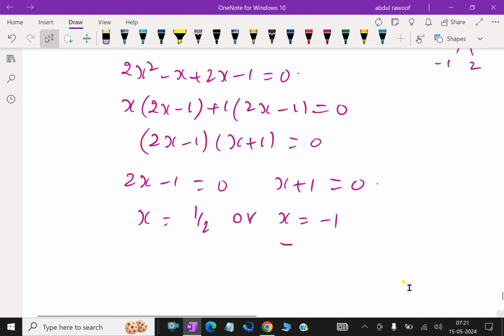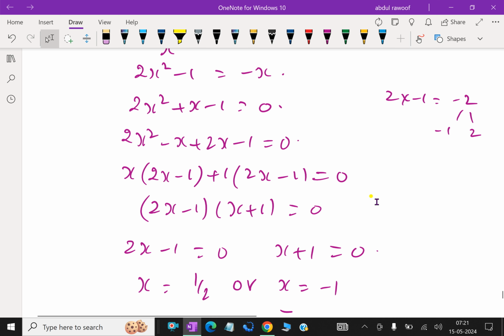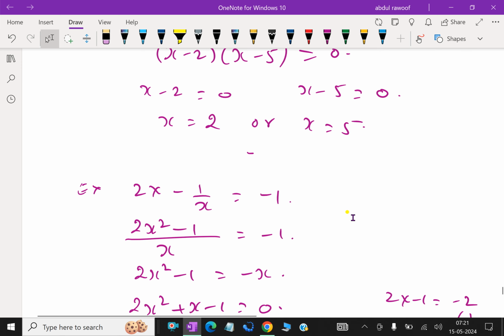So far we discussed what a quadratic equation is, what a quadratic function is, as well as how to solve a quadratic equation by using factorization.